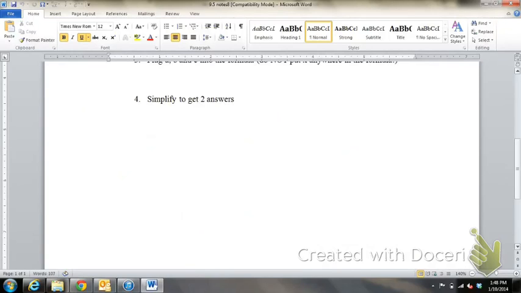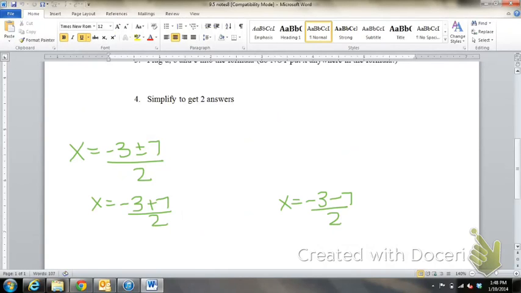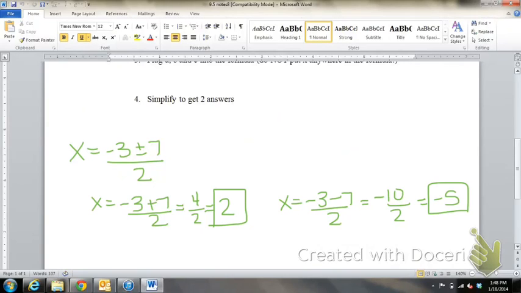Okay, so we just had x equals negative 3 plus or minus 7 all over 2. We're going to break this up into two problems. We're going to do negative 3 plus 7 over 2, and we're going to do negative 3 minus 7 over 2. Okay, so now in the first one, negative 3 plus 7, you want to simplify the top. That's positive 4 over 2, which is 2. So that's one answer. Okay, negative 3 minus 7 is negative 10 over 2, which is negative 5. So 2 and negative 5 are your two answers. Okay, so that's the quadratic formula. There should be no letters in your problem.